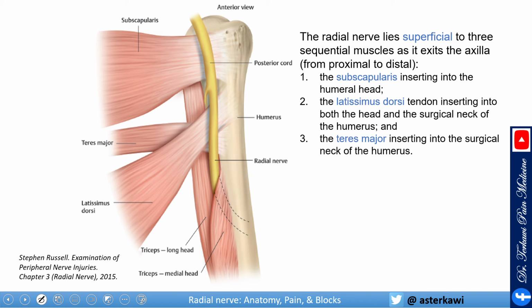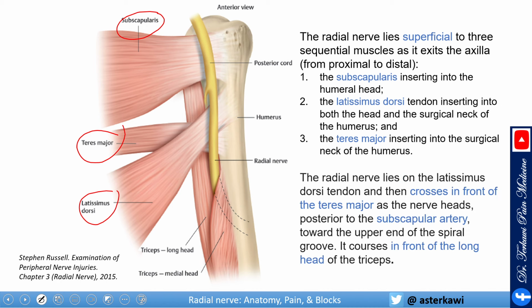The radial nerve lies superficial to three subsequent muscles as it exits the axilla. You have first from above the subscapularis, then after that you have the latissimus dorsi, then the teres major, and you see how the nerve courses in between them. So the nerve lies on the latissimus dorsi tendon, as the nerve heads posterior to the subscapular artery toward the upper end of the spiral groove.